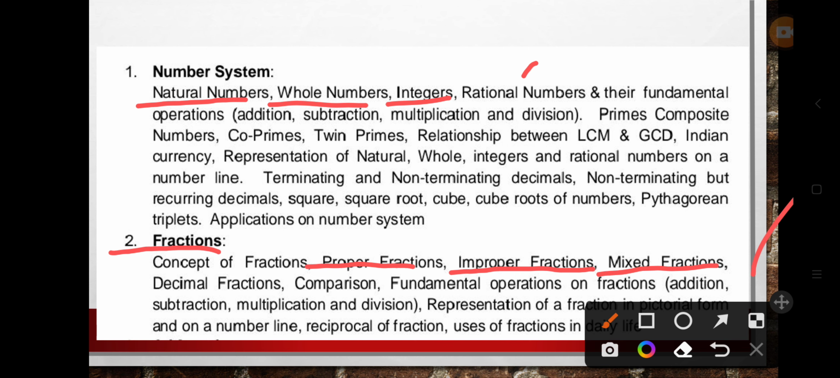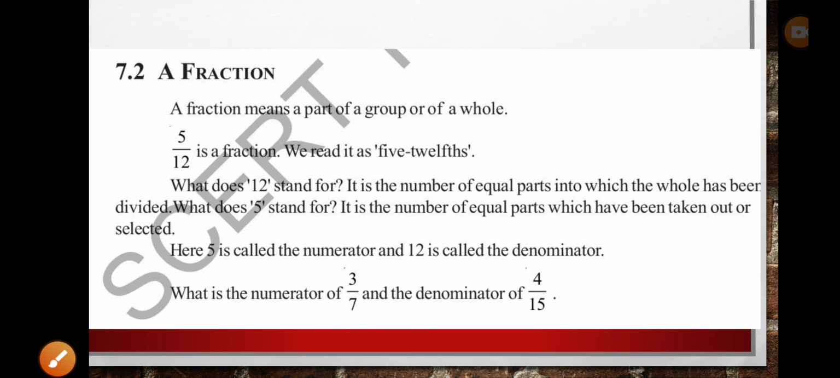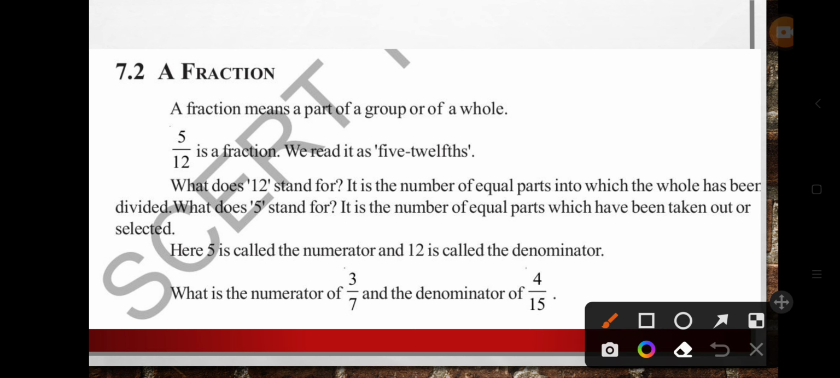Okay, let us start the class. So first, fraction. What is a fraction? A fraction is a part of a whole or a group of a whole. Means we can take a group, and in that we can take a part of that group as a fraction, or a whole, and some part of it is called a fraction. So 5/12 is a fraction. We read it as 5/12.